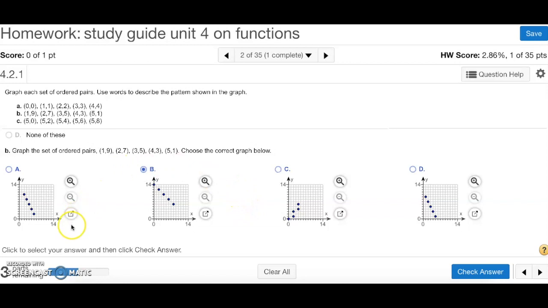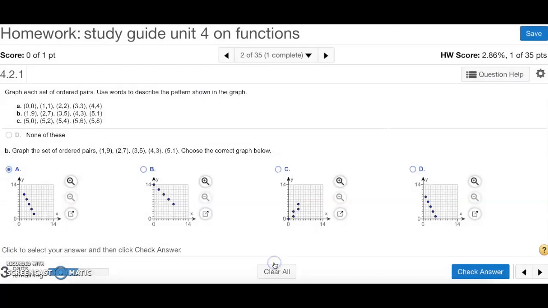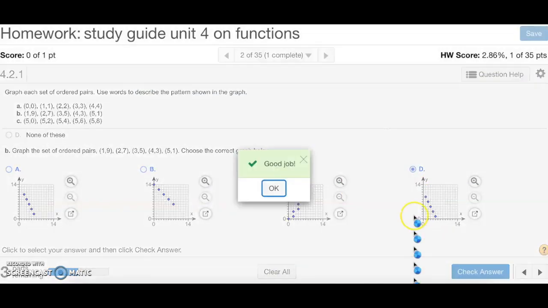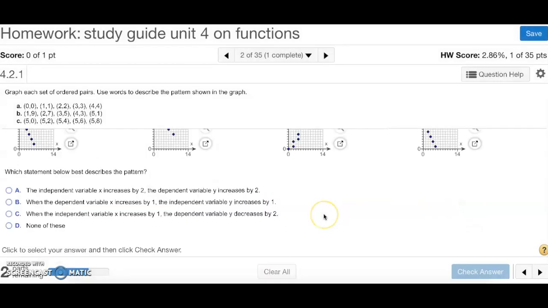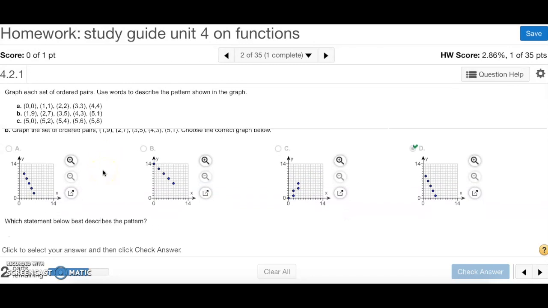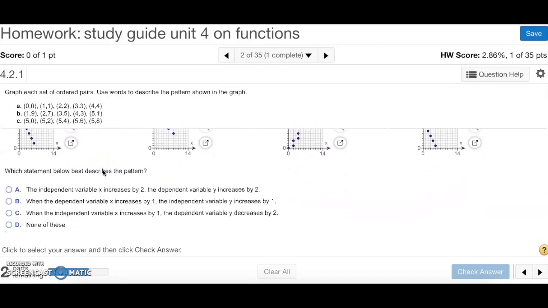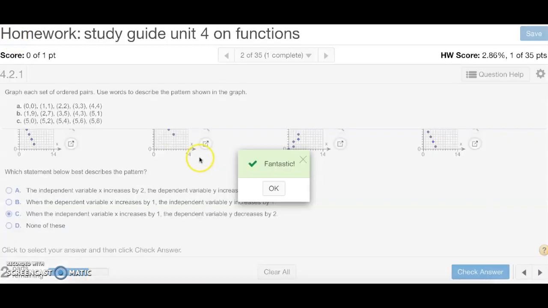Let's look at A and D. Starting with A, my first point would be starting at 2 for x. So that means it can't be A, it has to be D. Now, like we described, the x values for the coordinates are going up by 1, but the y are going down by 2, or decreasing, so C would be my choice.